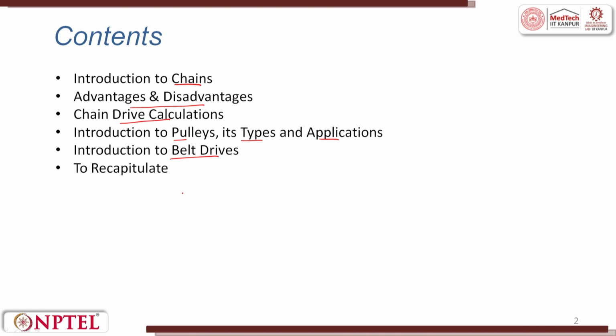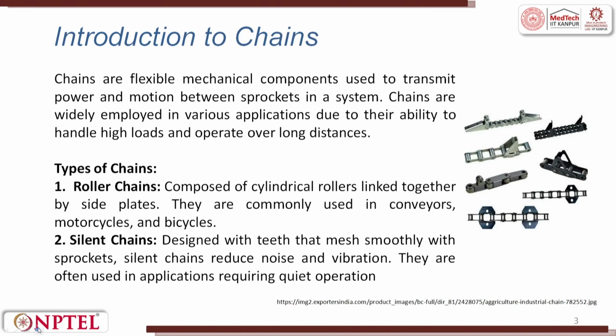Introduction to chains. Chains are flexible mechanical components used to transmit power and motion between sprockets. Now, make sure the word mentioned here is between sprockets. That is, to run a chain there needs to be a sprocket, like you see a sprocket in your bicycle, like you see a sprocket in your machines which runs the chains.